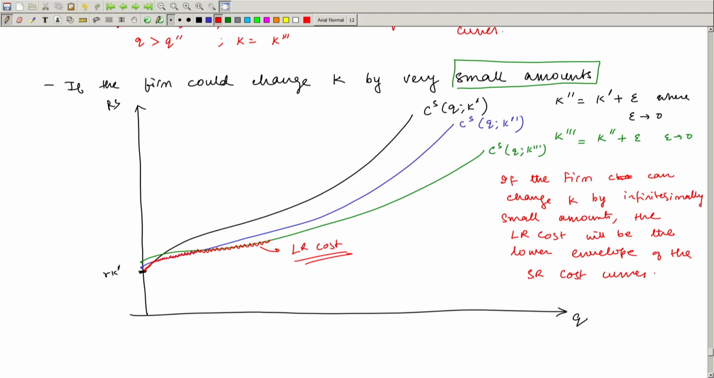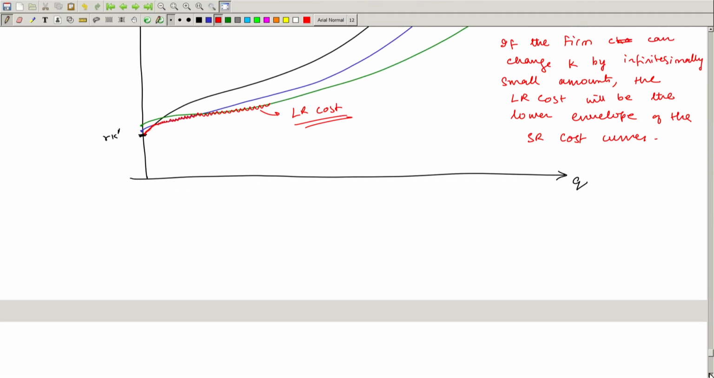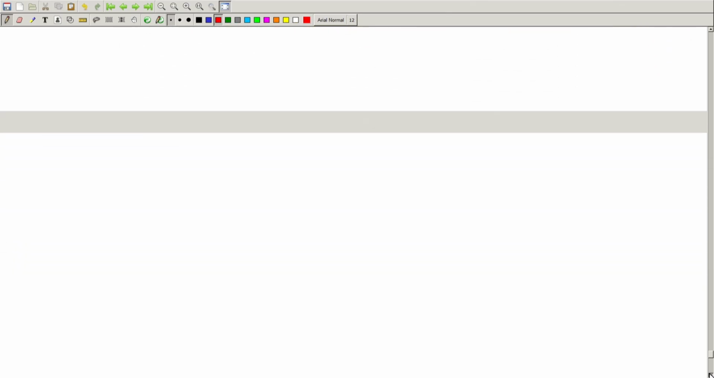Let me take an example and we will work out this example so that we understand this better. So, let us take the following example. We have seen versions of this example earlier, wherein we have derived the long run cost and the short run cost, but let us also make sure that we understand this completely.